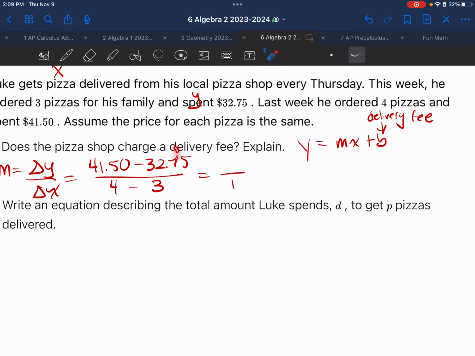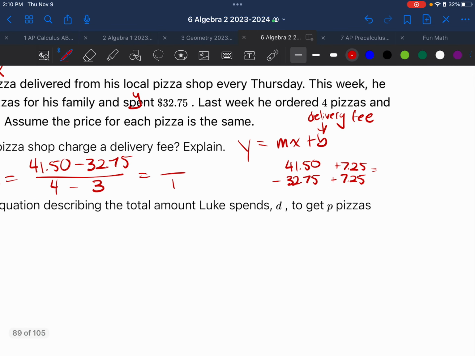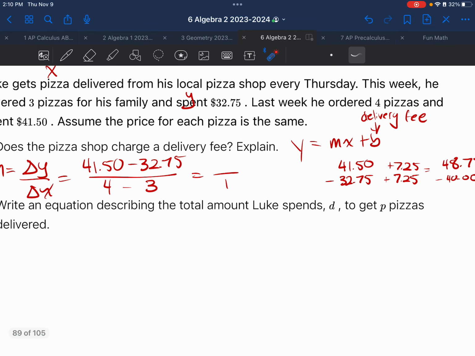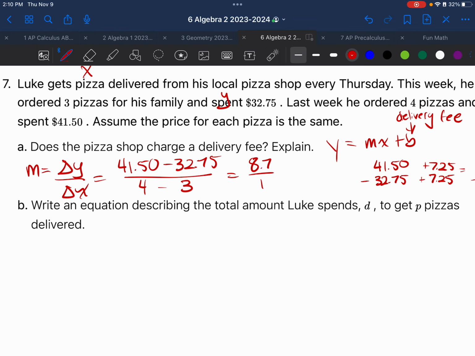I don't like subtracting decimals, so what I'm going to do is add. My problem right now is 41.50 minus 32.75, and instead of borrowing, I'm just going to add $7.25 to both of these, and this is going to turn into a new problem that is much easier. This is going to be $48.75 minus $40 even. And you can clearly see now this is going to be $8.75.